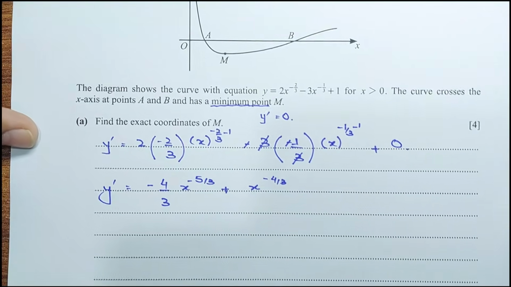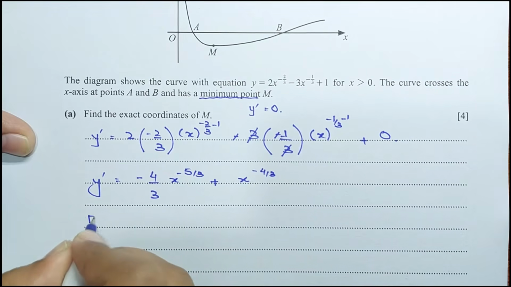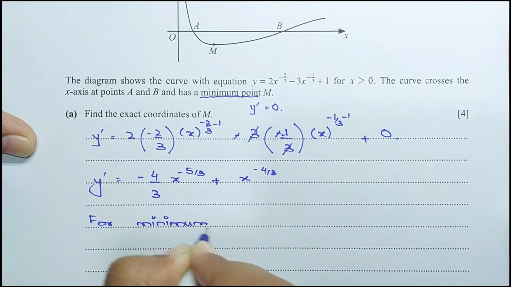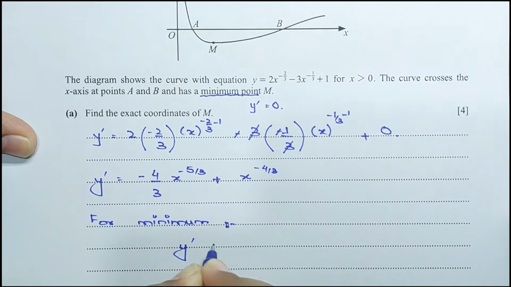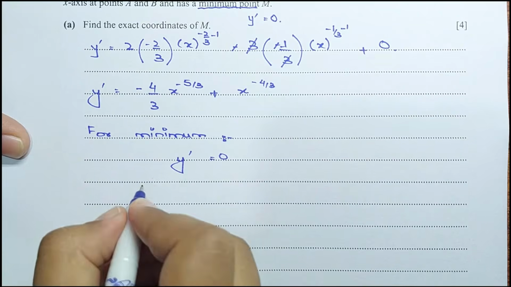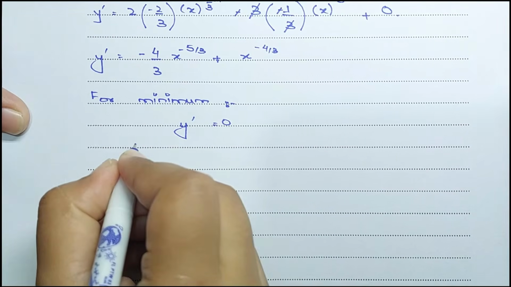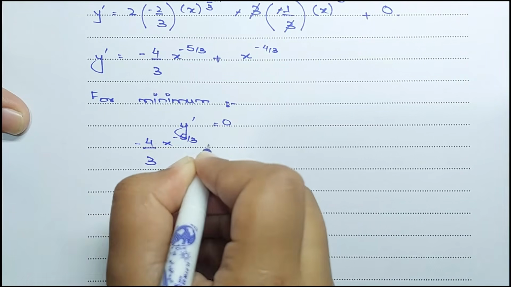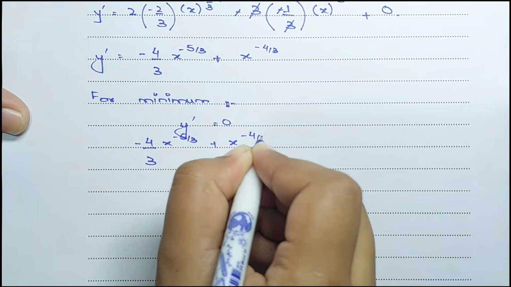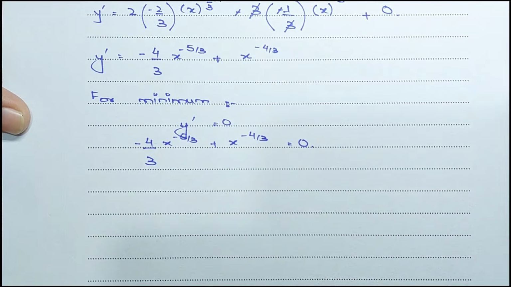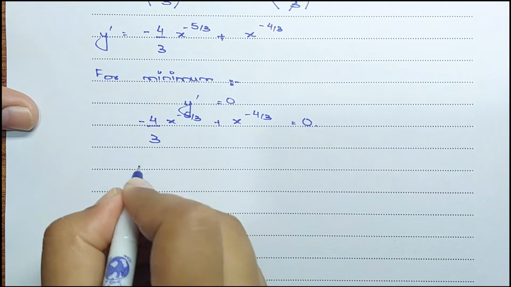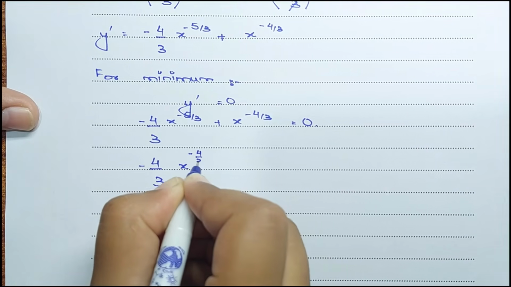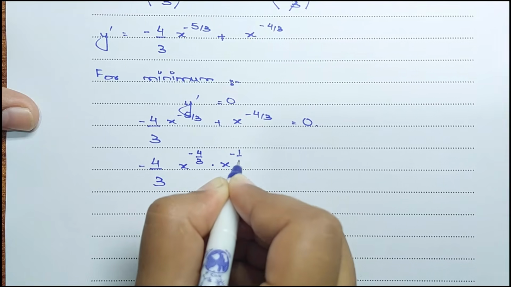Okay. This is y prime, and for minimum, we have to put y prime equals to 0. So minus 4 over 3 x to the power minus 5 by 3 plus x to the power minus 4 by 3. This should be equals to 0. All right, let me write this. Minus 4 by 3, this x to the power minus 4 by 3 and x to the power minus 1 by 3.